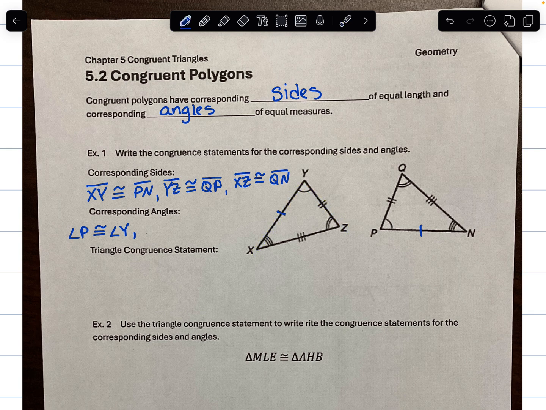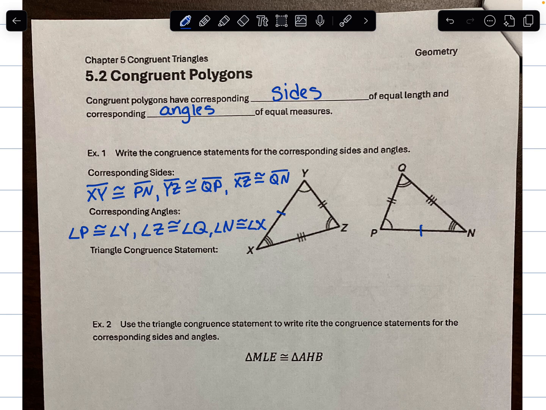Okay, somebody else. What else besides PY? Angle Z congruent to angle Q. Good. And last one. Angle N is congruent to angle X. Good. Okay. Simple enough, right? We set the things congruent that have the same markings, so we know those two things are the same. Okay. Now, here's the one part where you do have to be a little careful.